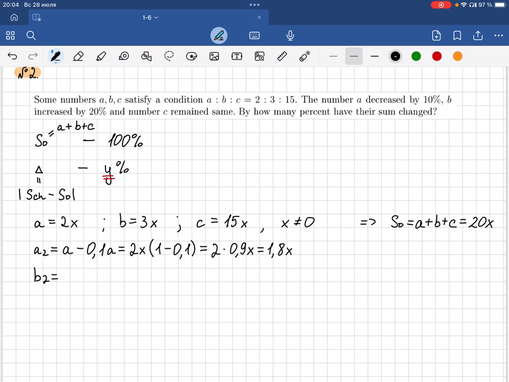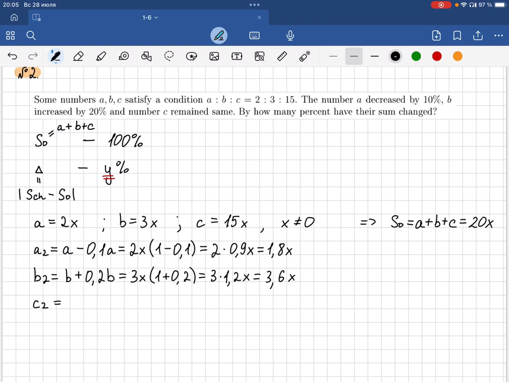Our B also changed. It increased. So we have B plus, it increased by 20%, so it's 20 divided by 100, which is 0.2, multiplied by our initial B. Let's also substitute our initial B here. So it's 3x multiplied by 1 plus 0.2, equals 3 multiplied by 1.2x, equals 3.6x.